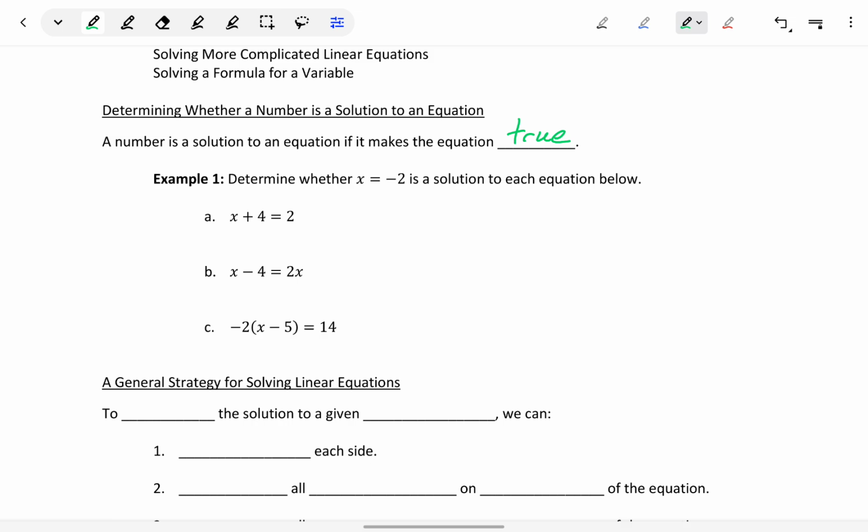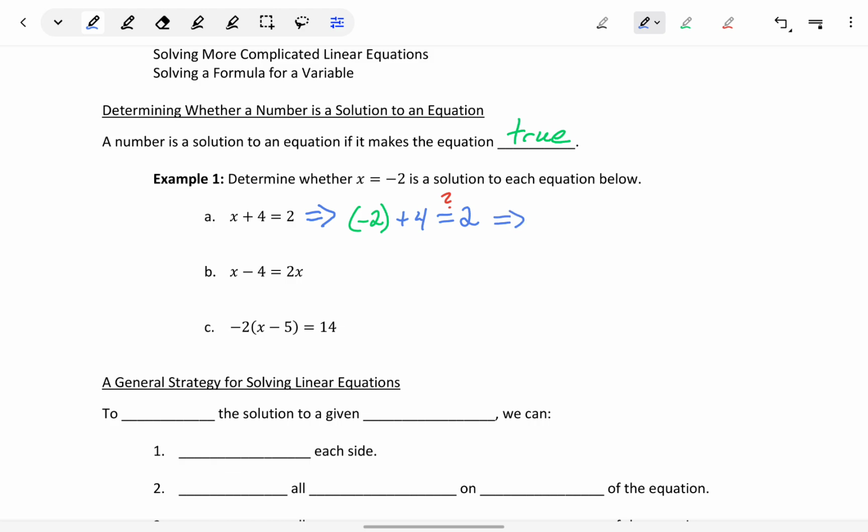where we're asked to determine whether x equals -2 is a solution to each of the equations below. In order to test that value of x equals -2, we'll substitute -2 in for x everywhere it occurs in this equation. I always like to make those substitutions in parentheses, which just helps with keeping track of negative signs or double negative signs.